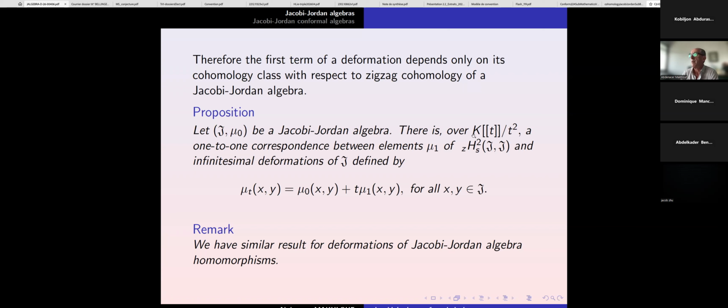Now, if we restrict ourselves to these dual numbers, then in this case we have a one-to-one correspondence between the elements of symmetric two cocycles and infinitesimal deformations, the one defined in this way. Of course, we can also develop a theory to deform Jacobi-Jordan algebra homomorphisms in a similar way.